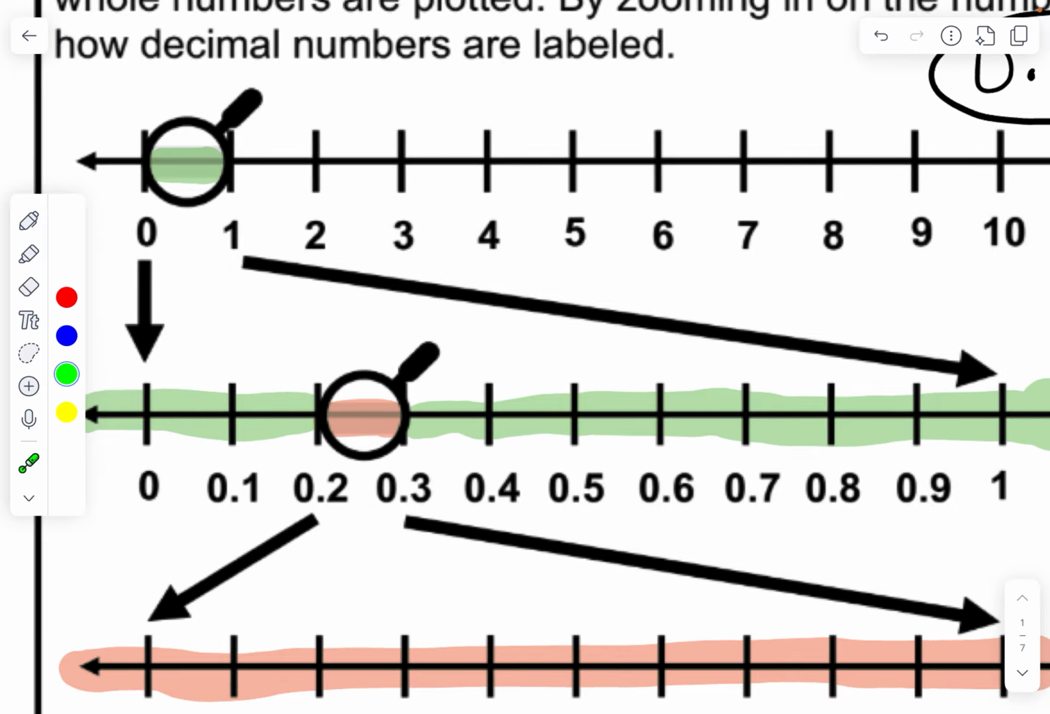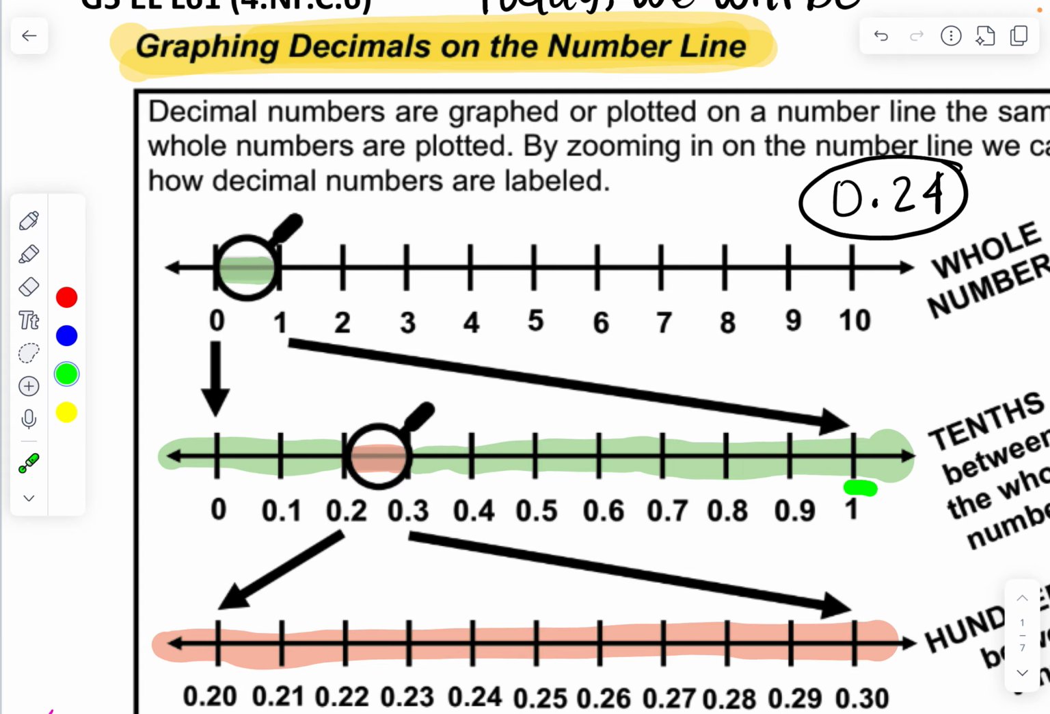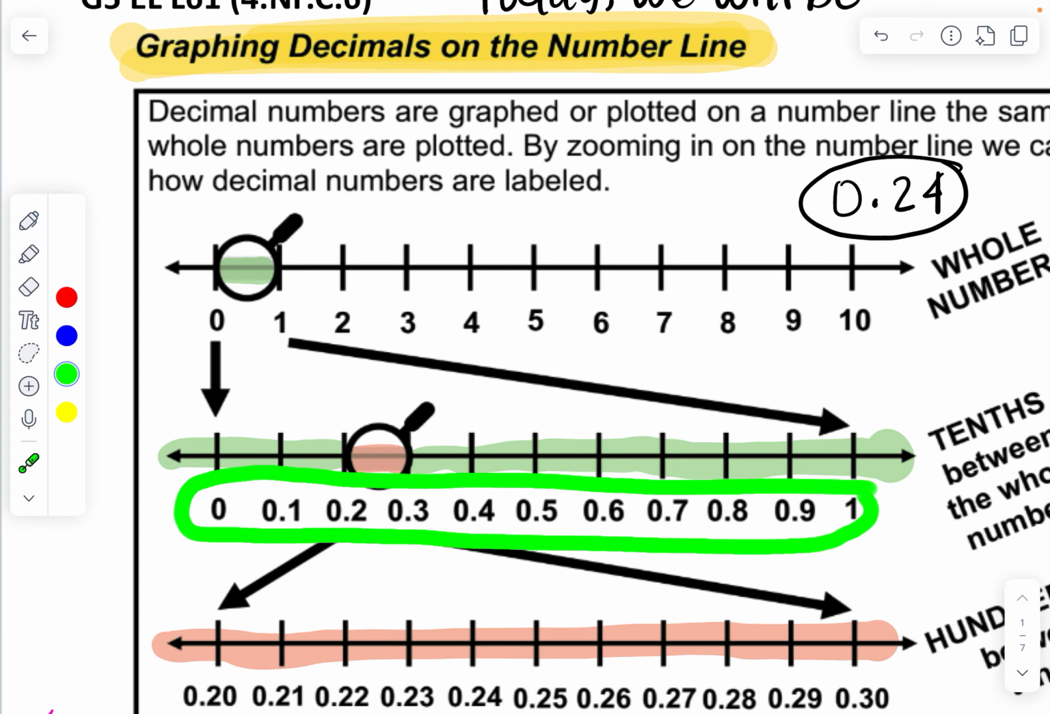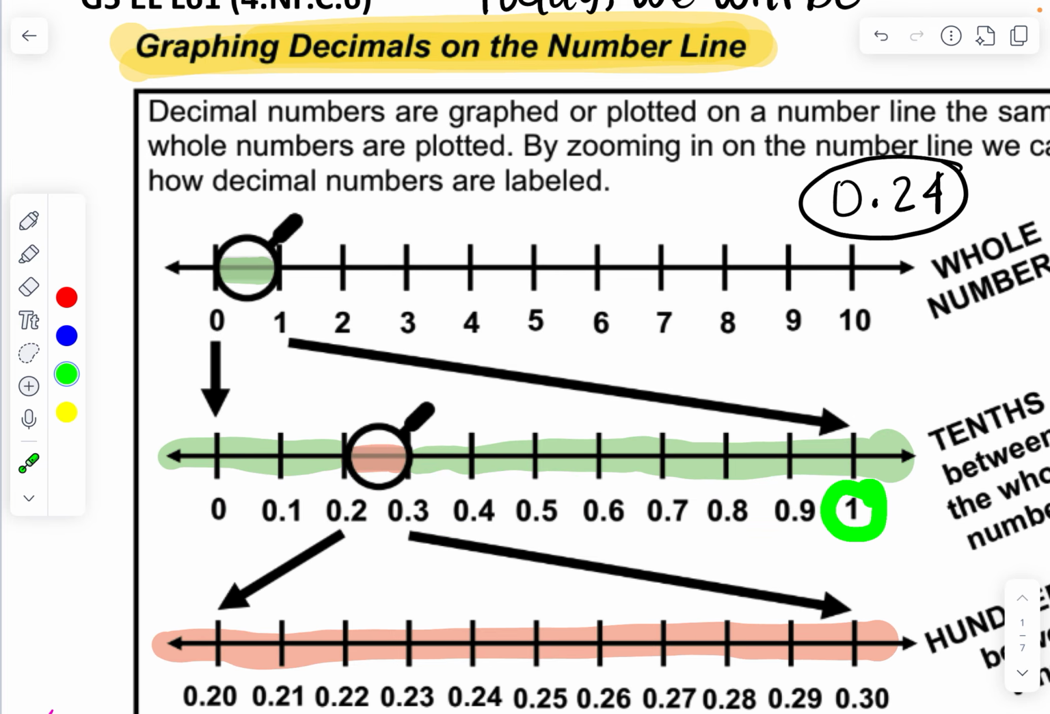And so when we have our tenths place number line, notice that our endpoints are 0 and 1, right? That's where we zoomed into. And so now we have to focus on numbering the number line so it has the tenths place. So 1 tenth, 2 tenths, 3 tenths, 4 tenths, 5 tenths, 6 tenths, 7 tenths, 8 tenths, 9 tenths. Then we need to ask ourselves, okay, well, what is the tenths place in our number? Well, 0.24 or 0 and 24 hundredths, our tenths place is the 2.